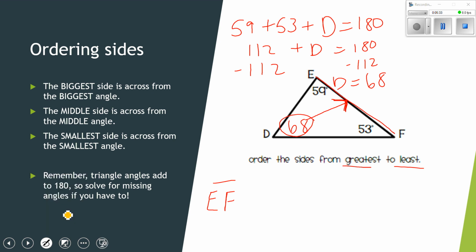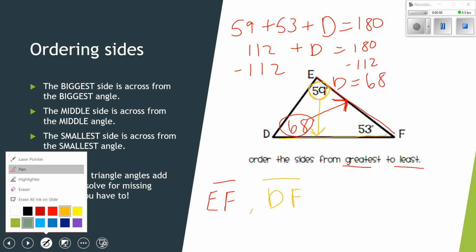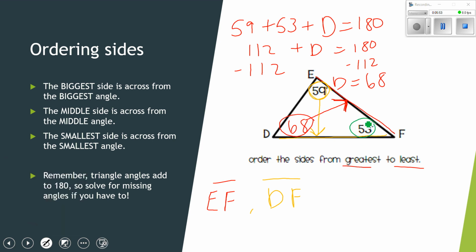My middle side is going to be from my middle angle, which is going to be 59. And then it's the side across from it. So I draw an arrow straight across, and I get the side DF. So DF is going to be my middle side. And then my smallest side is going to be from my smallest angle, which is 53. I draw my arrow straight across, and that whole side is called DE. So if I ordered my sides from greatest to least, I have EF because it was across from angle D, DF because it was across from angle E, and then DE because it was across from angle F.